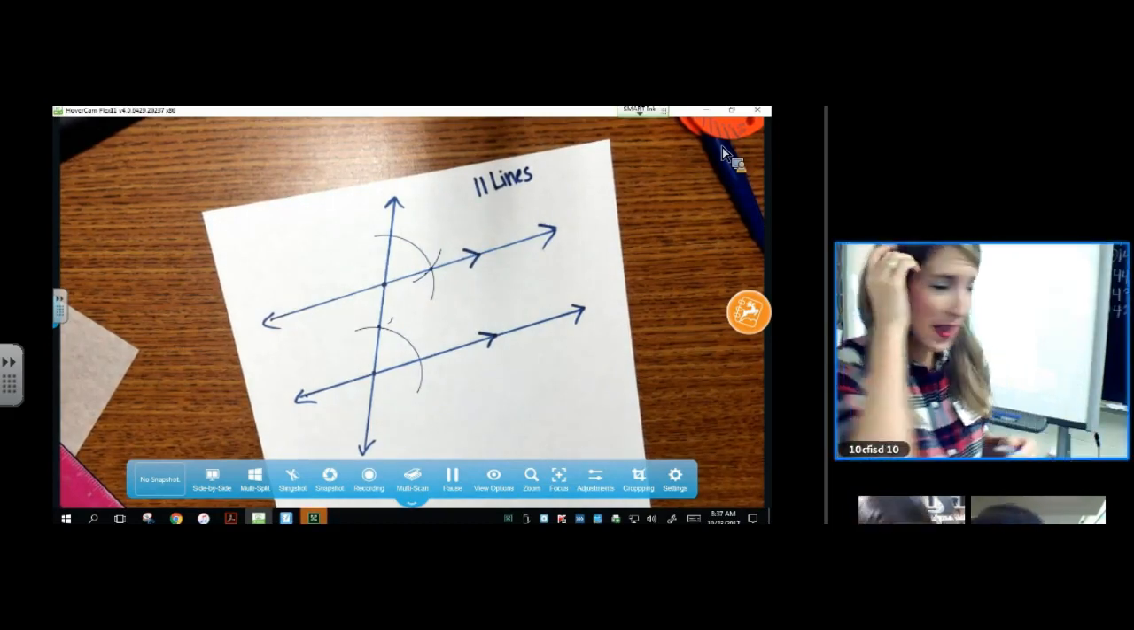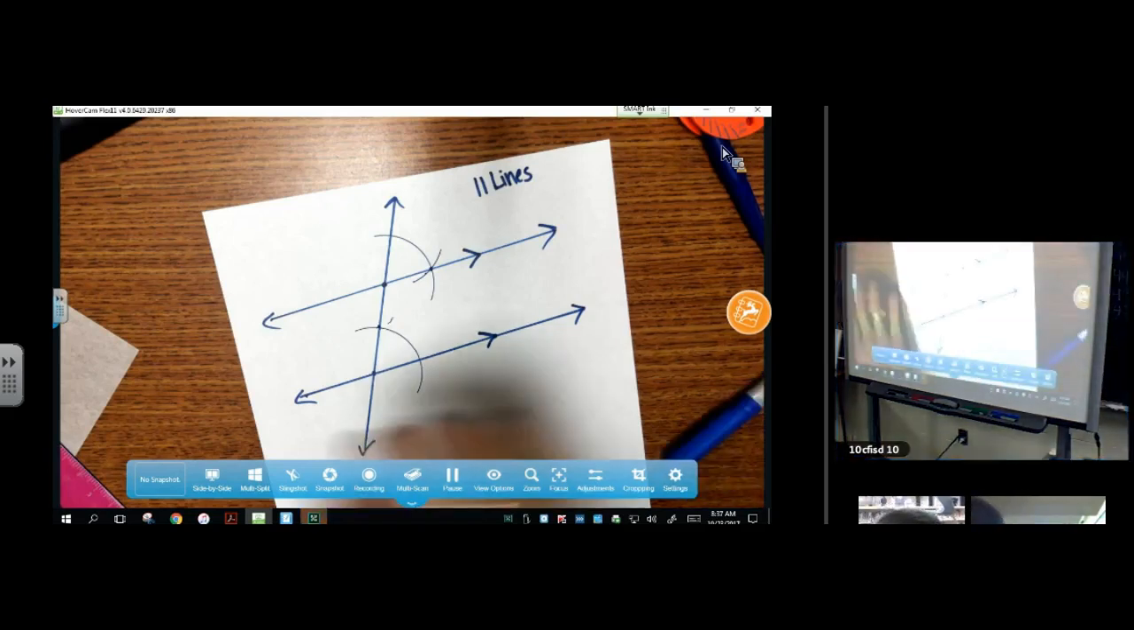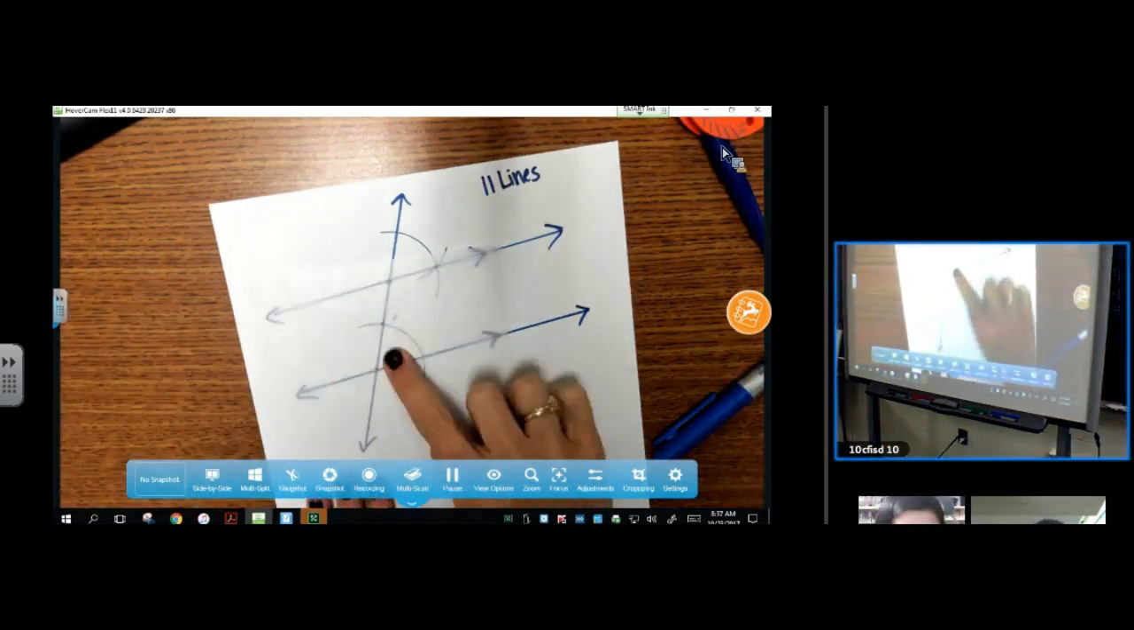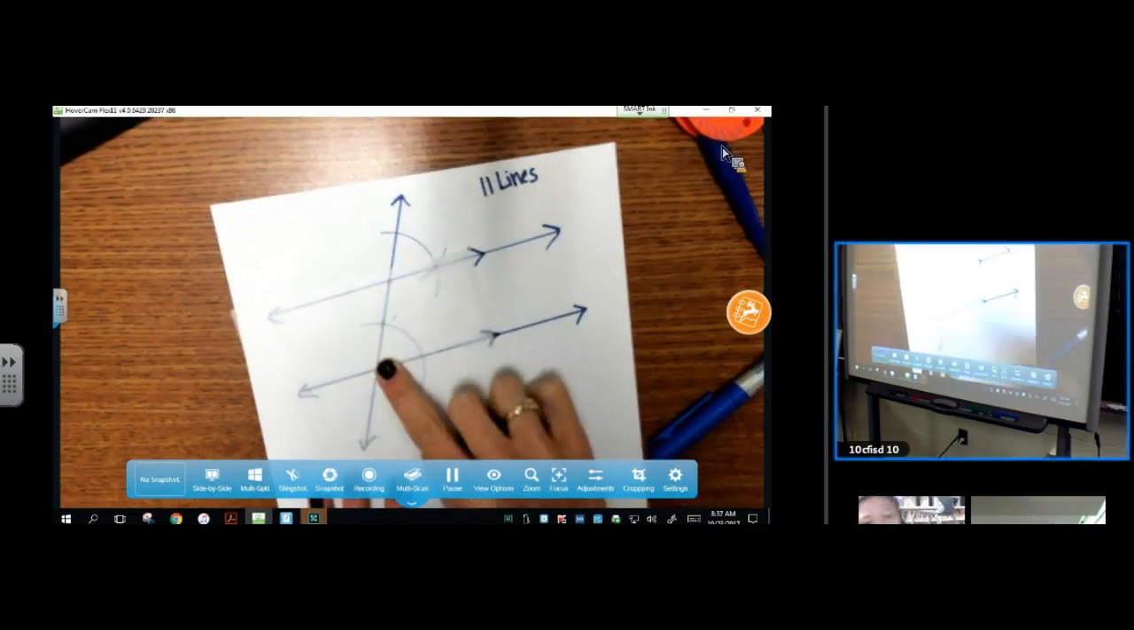In this construction, we actually relied upon these 2 angles right here. Do you remember what vocab word those 2 angles are?